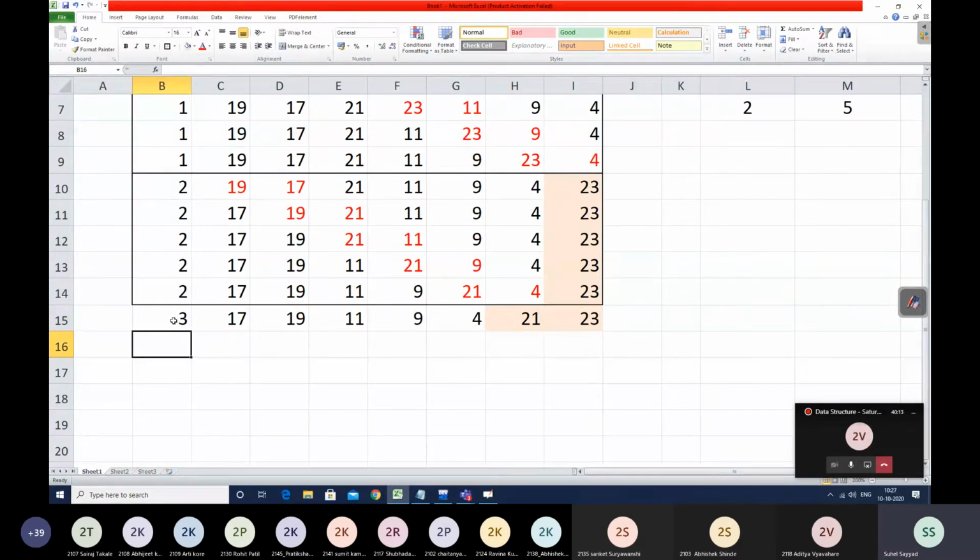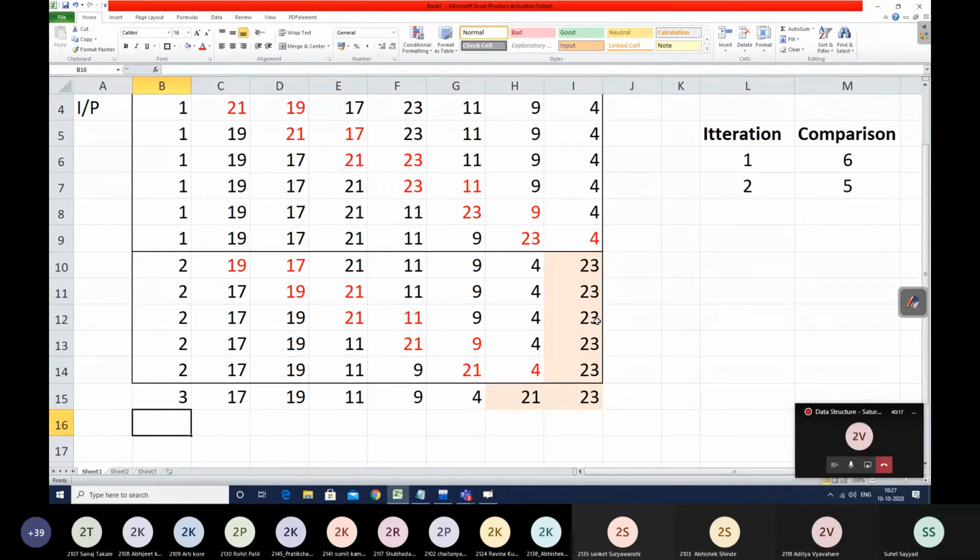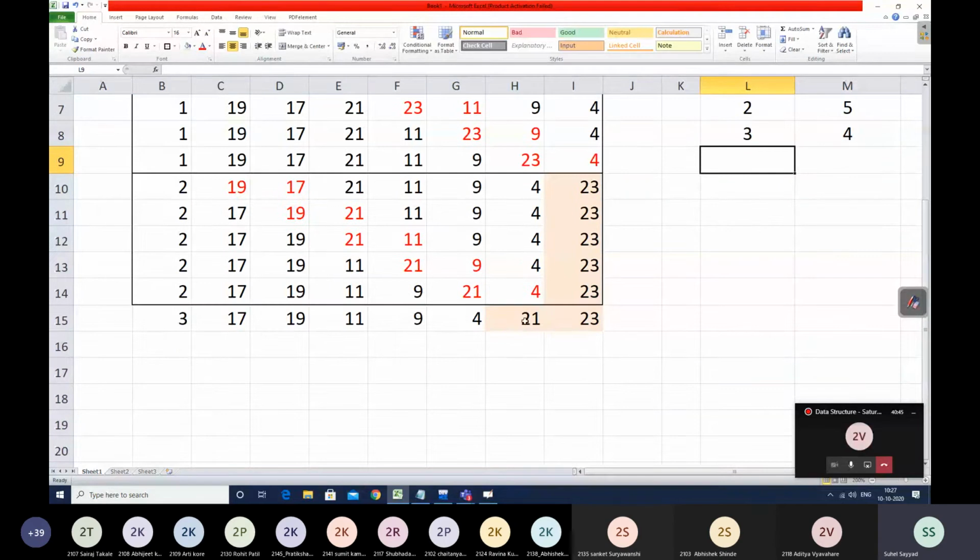So in the third iteration, my dear students, can you tell me how many comparisons will be there? 4. Correct, because we are reducing our comparisons from the right hand side. In every step, our comparisons are going to get reduced by 1. So in the third iteration, we will have only 4 comparisons, and the remaining numbers will stay as they are.